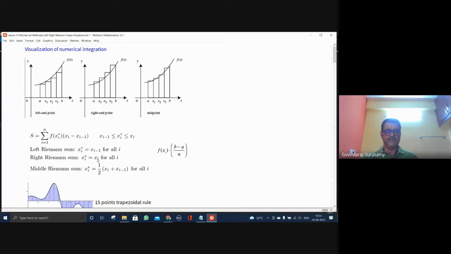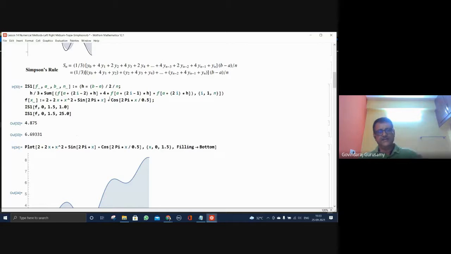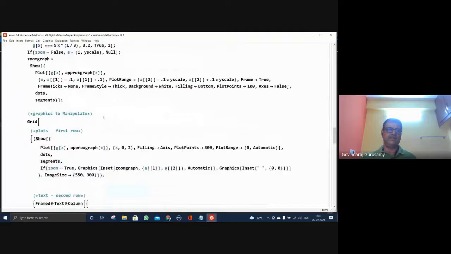For the right you do this: Xi star equal to Xi itself. For the middle you do this one. Then you would see these plots will be generated automatically. And then change the number of points and do that. And same thing you extend it by taking this also. That's what is being built here.